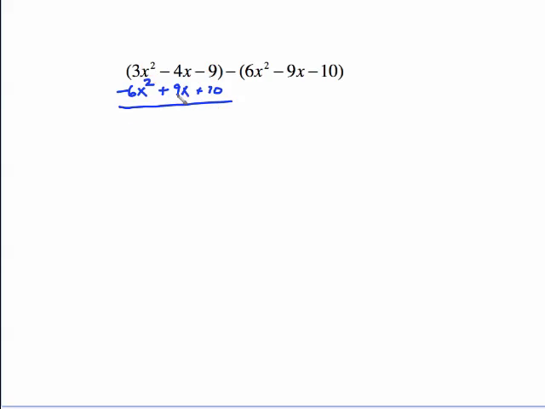Now combine your like terms this way. 3x squared minus 6x squared is negative 3x squared. Negative 4x plus 9x is positive 5x.